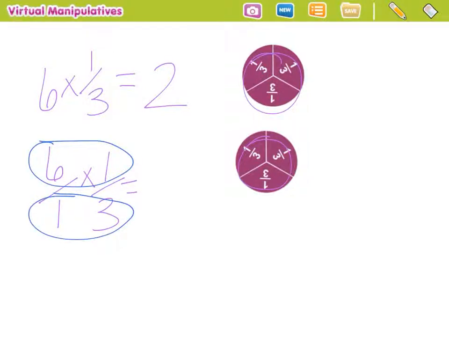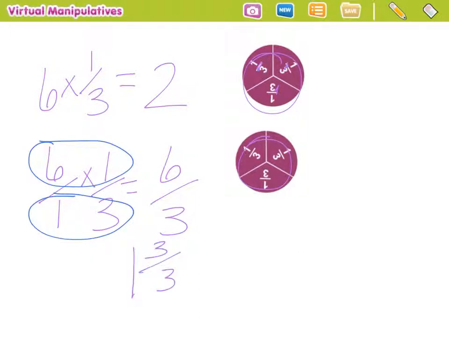6 times 1 is 6. 1 times 3 is 3. So 6/3 is our answer, but that's an improper fraction. So I know that 3/3 is equal to 1, because see, I've got 1, 2, 3/3 in my whole circle. So I'm going to take 3 of my thirds and make them 1. So then I have 1 and 3/3 left over.